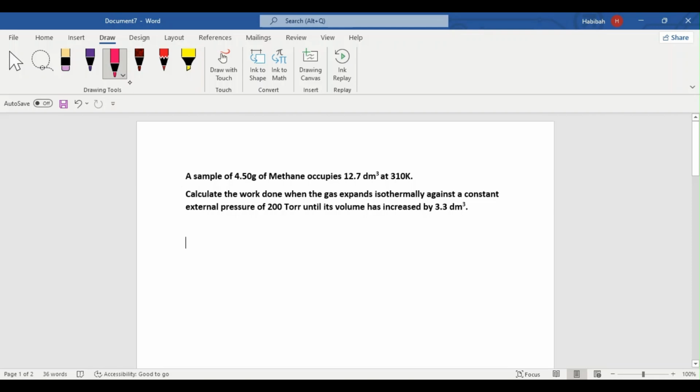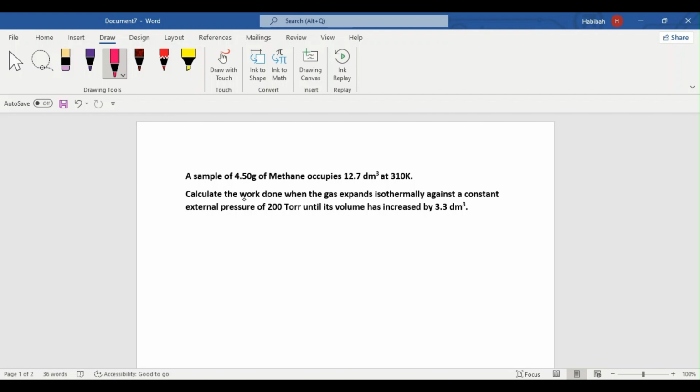Today we're going to be working on the question on the screen that says a sample of 4.5 grams of methane occupies 12.7 decimeter cubed at 310 degrees Kelvin. Calculate the work done when the gas expands isothermally against a constant external pressure of 200 torr until its volume has increased by 3.3 dm cubed.